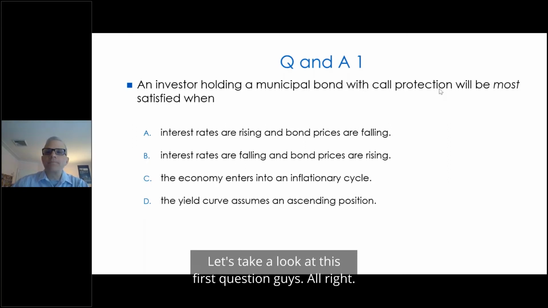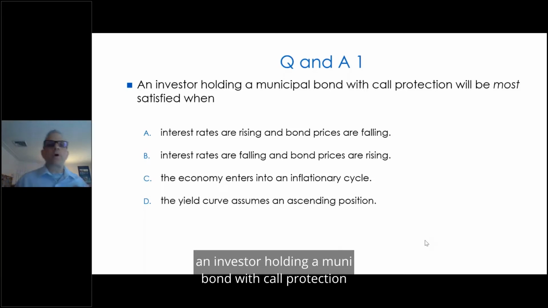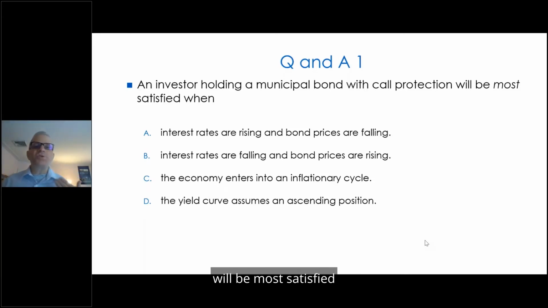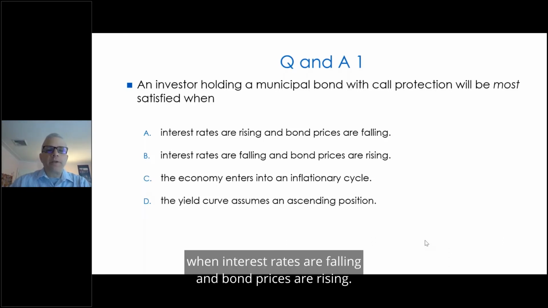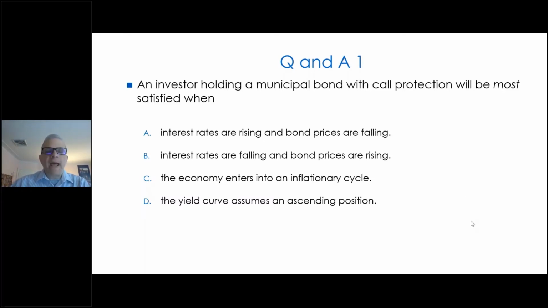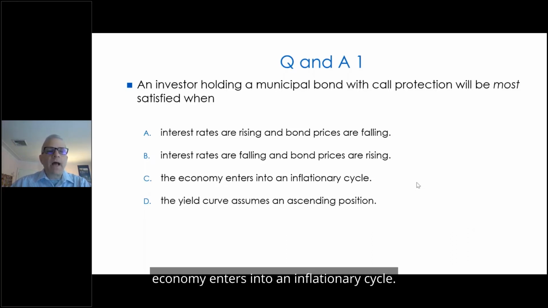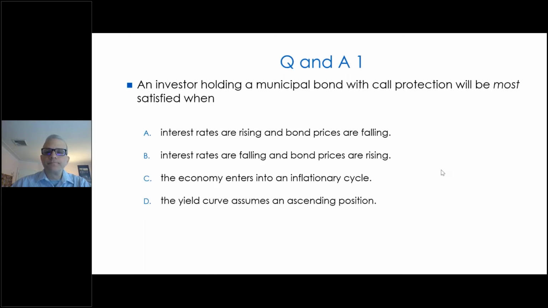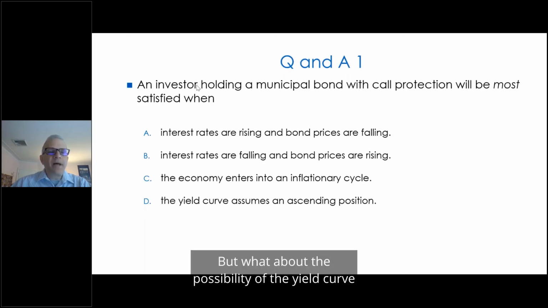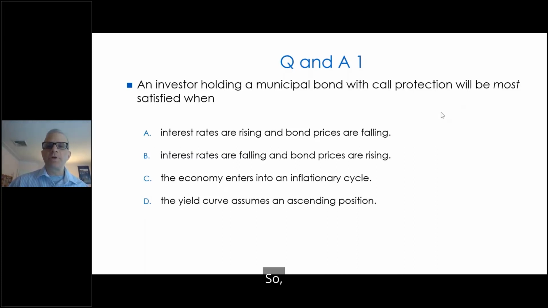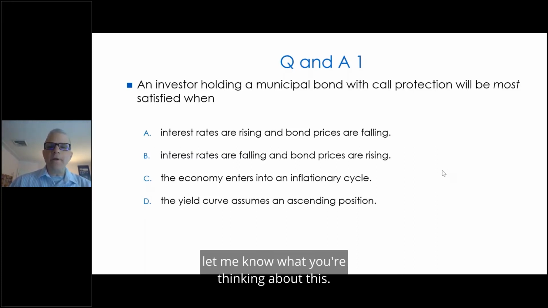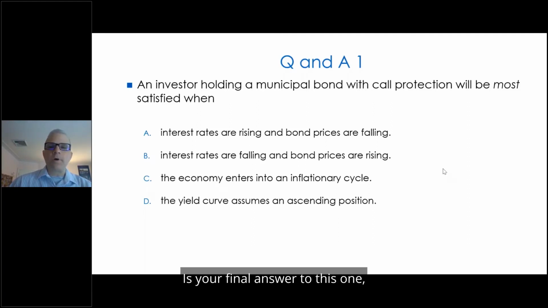Let's take a look at this first question, guys. The first question says, an investor holding a muni bond with call protection would be most satisfied when what is happening? Interest rates are rising and bond prices are falling, or is it when interest rates are falling and bond prices are rising? Or is it happening when the economy, this is your happiness factor now, enters into an inflationary cycle? Or what about the possibility of the yield curve assuming an ascending position? Let me know what you're thinking about this. Is your final answer to this one A, B, C, or D?